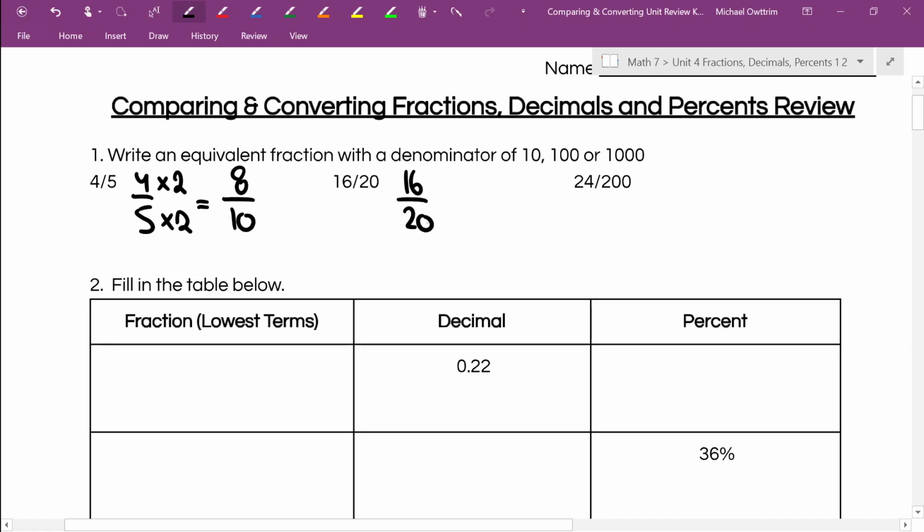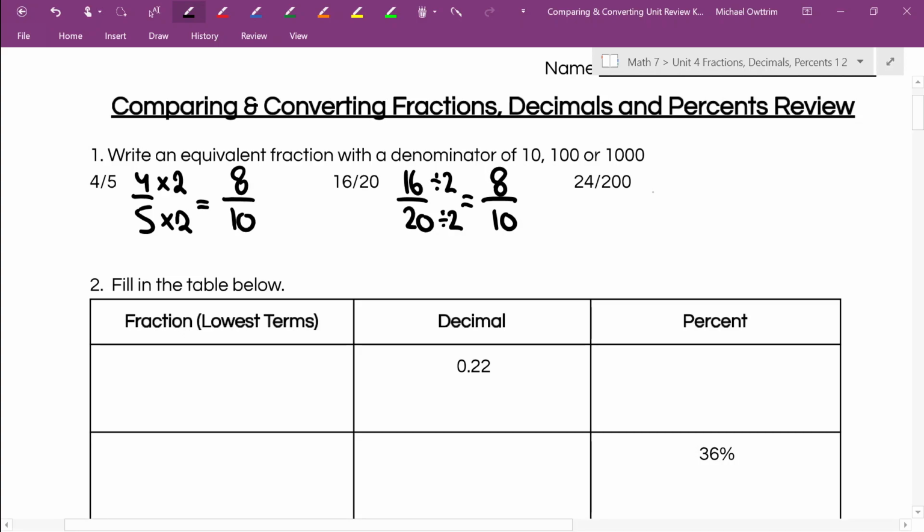I could multiply both the top and bottom by 5. 20 times 5 would give me 100. Or, remember, you can also divide to make an equivalent fraction. So in this case, I can divide 20 by 2 to get 10. And since the top also divides by 2, this works as well. And we actually have the same fraction with those two numbers, 8 out of 10 in both cases.